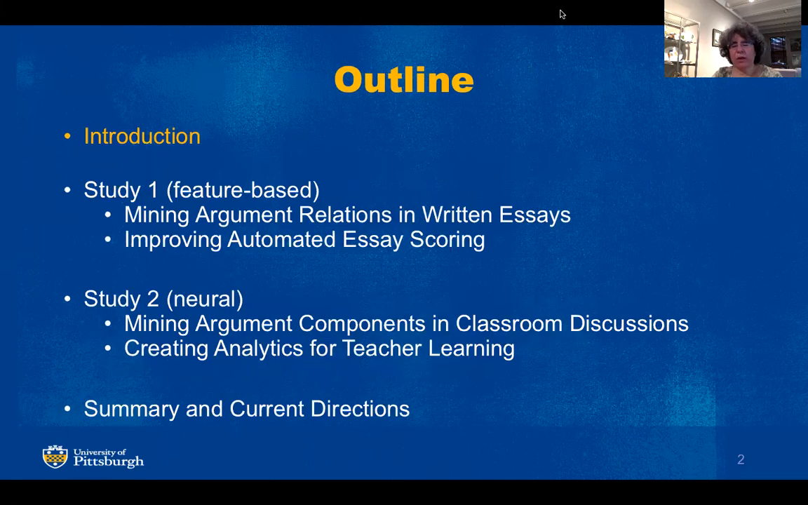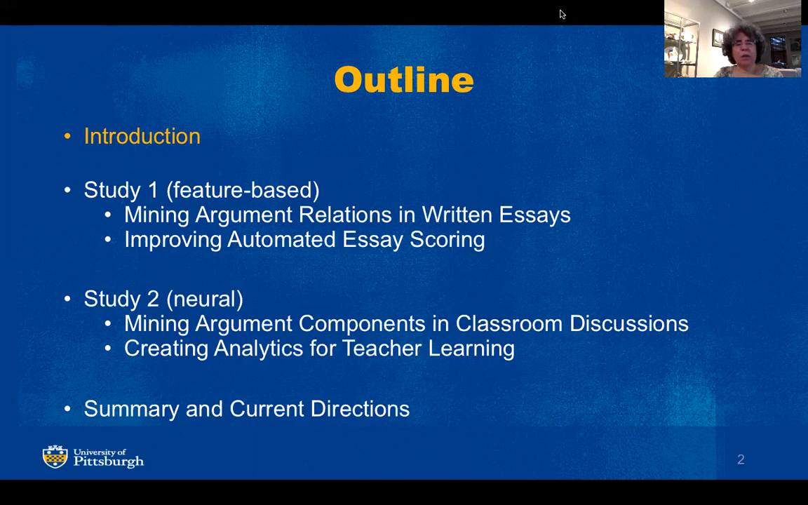So after briefly introducing my perspective and the definitions to introduce the topics, the bulk of the talk will be presenting work on two studies that my group has been conducting. The first is a little older, so it's taking a more traditional NLP feature-based approach to the problem. It focuses on the subtask of argument relation classification in a corpus of written essays, and the educational application that it will be used to improve will be automated essay scoring.